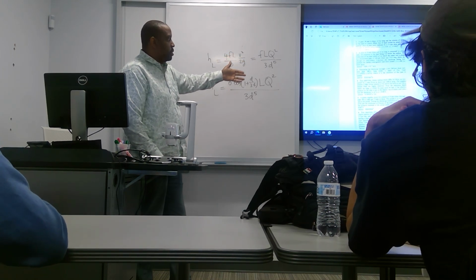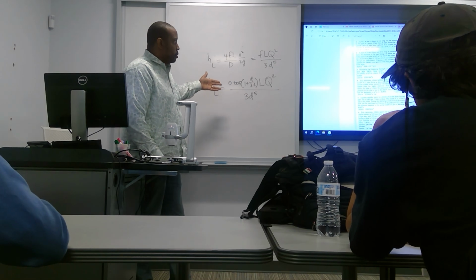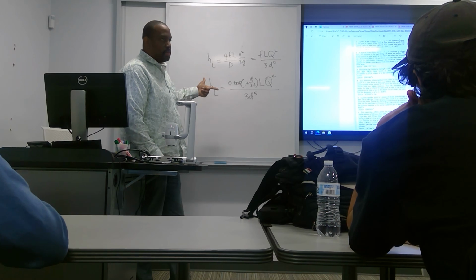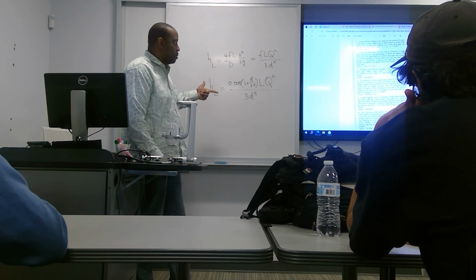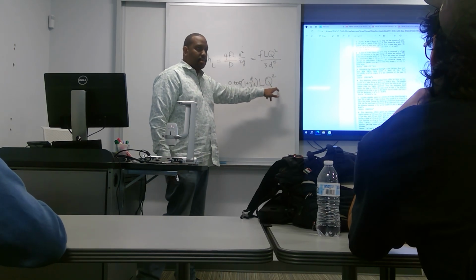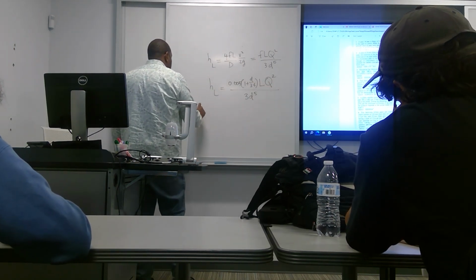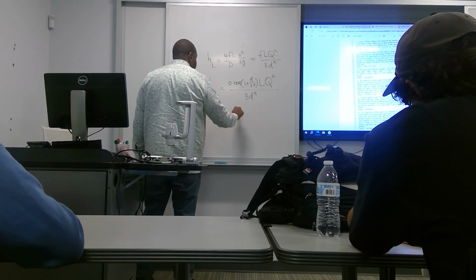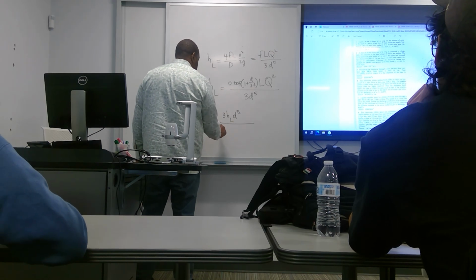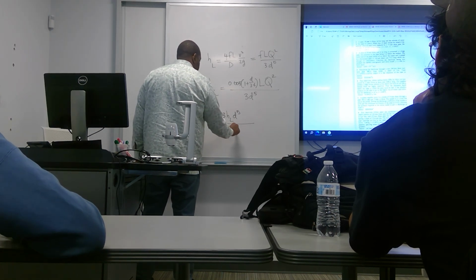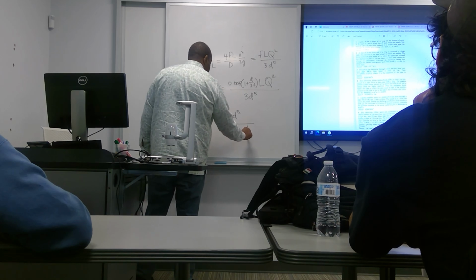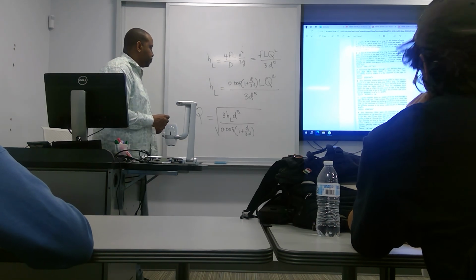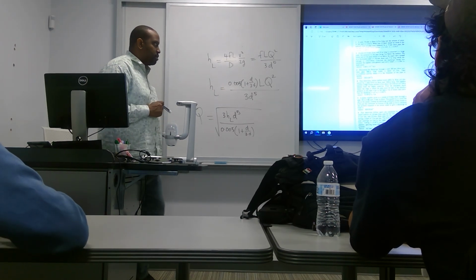D is the diameter of the pipe in meters. So we have the diameter and we have the length. What are we trying to find? We're trying to find Q. So my Q equals HL D to the 5th all over 0.005 times 1 plus D over 3.6, and we square all of that. You get 5.416.